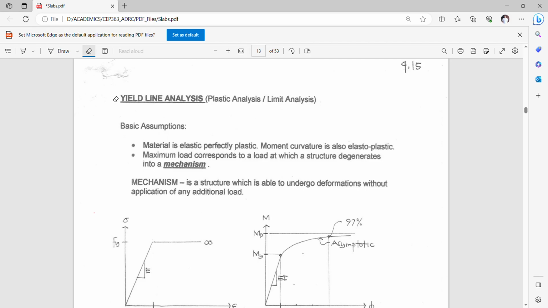Okay, guys, we'll now proceed with some alternative procedures on how to deal with slab design and analysis beyond the elastic range.